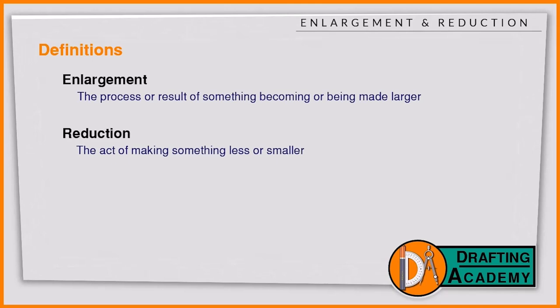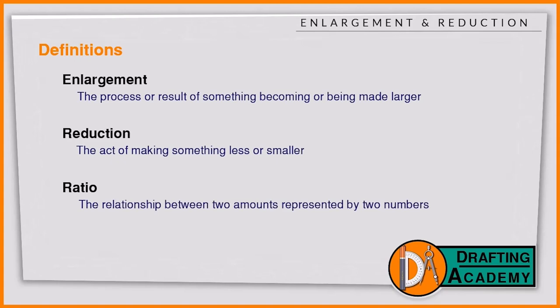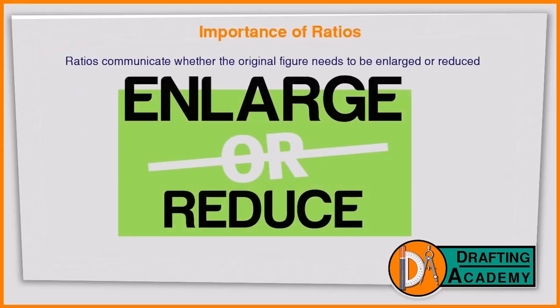At the heart of enlargement and reduction is the concept of a ratio. So you need to really understand that a ratio is a relationship between two amounts represented by two numbers. These two amounts in drawing can either be the size of a side of a figure or the area of a figure. With the ratio, it is very possible for us to know whether we're supposed to enlarge or reduce. How?